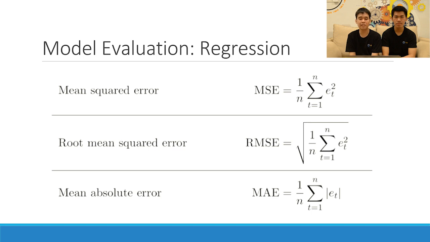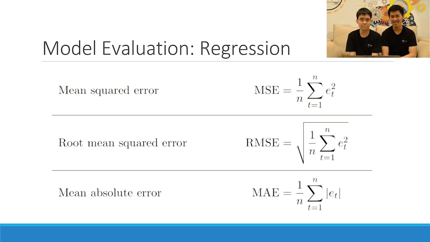The main difference between RMSE and MSE is that RMSE takes the root of MSE. Meanwhile, MAE takes the absolute values. We usually use MSE if we want to avoid outliers. Meanwhile, with MAE we can tolerate some outliers.